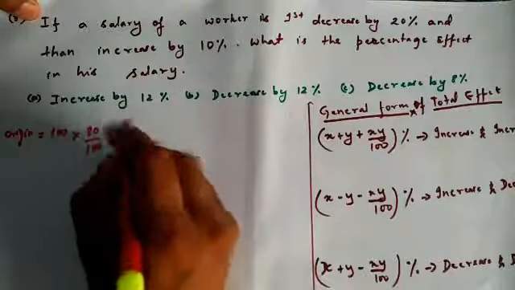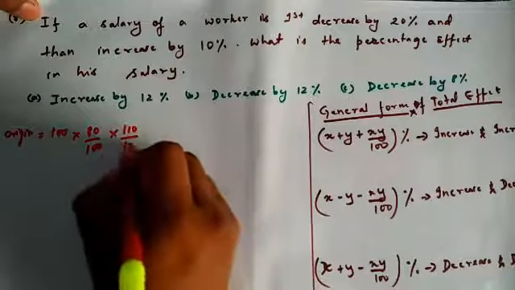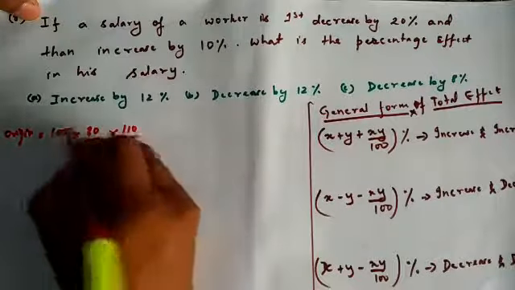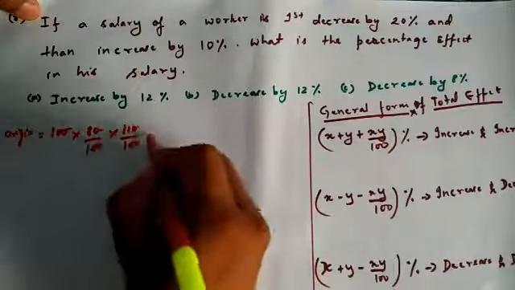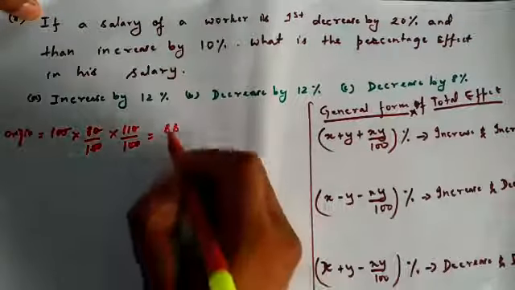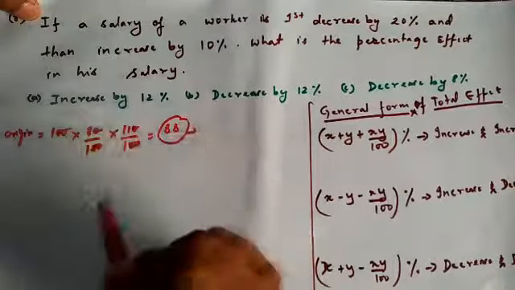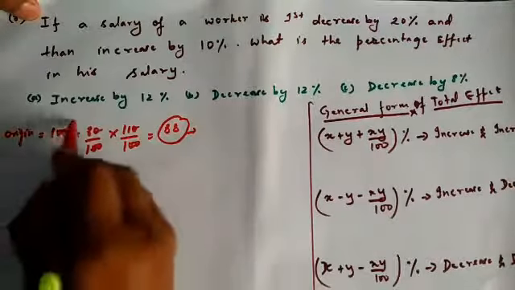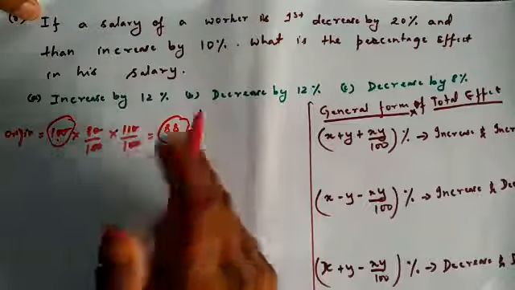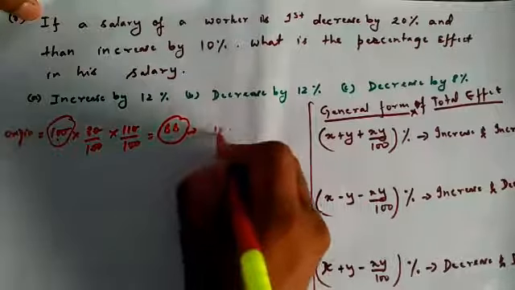That means an increase of 10% becomes 110. After calculation, this becomes 88. Then the new salary is rupees 88. The original salary was 100 and the new salary is 88. So what is the difference between them? It is rupees 12.